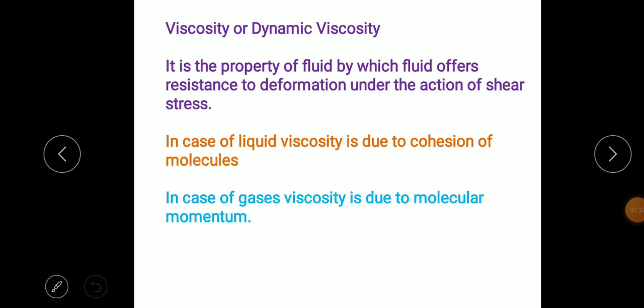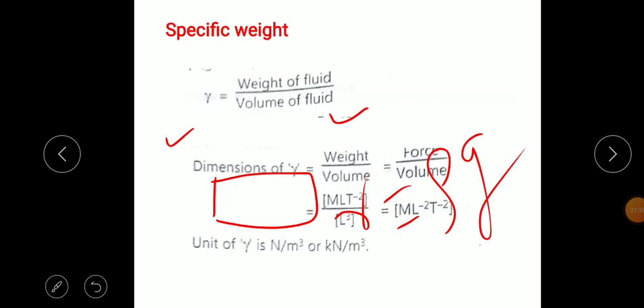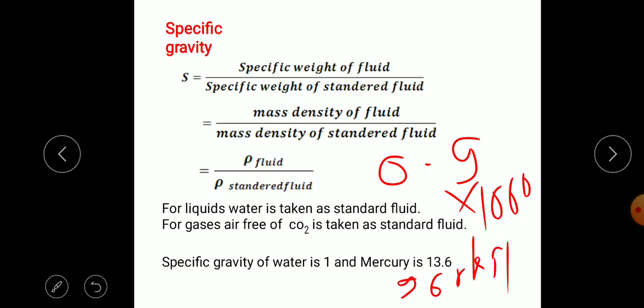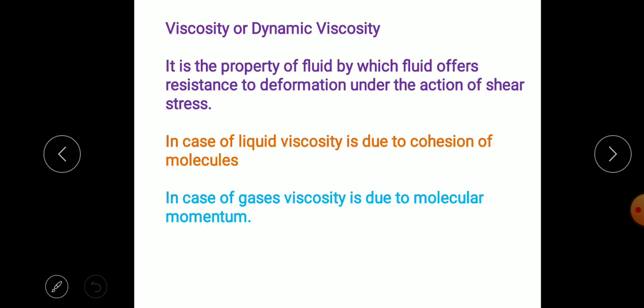So we have considered these different properties, such as specific weight, specific volume, and specific gravity. The next property is viscosity. An important property of the fluid is the viscosity. By definition, viscosity means resistance to the flow.